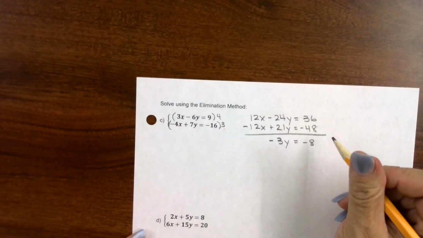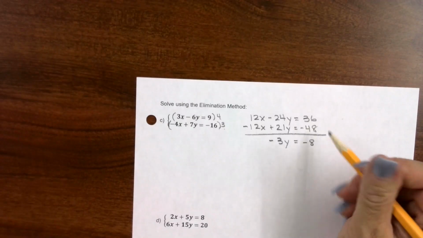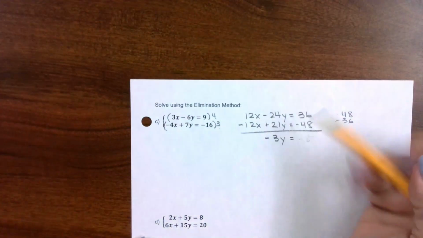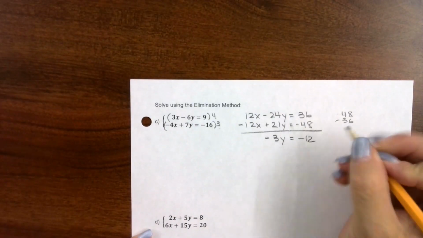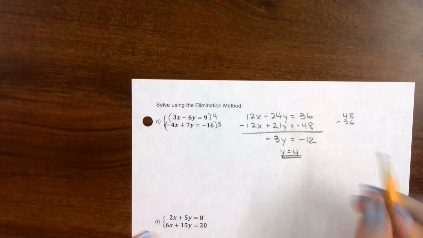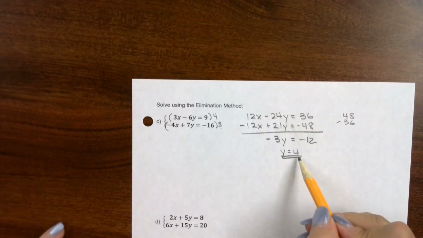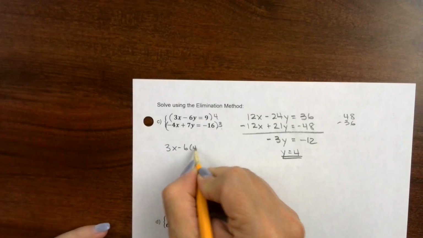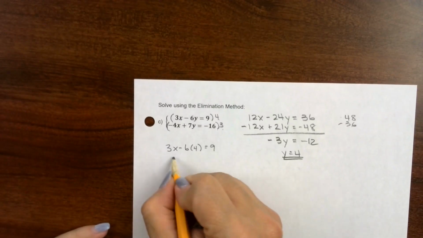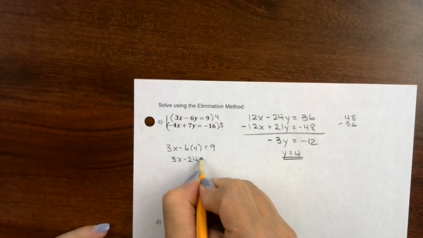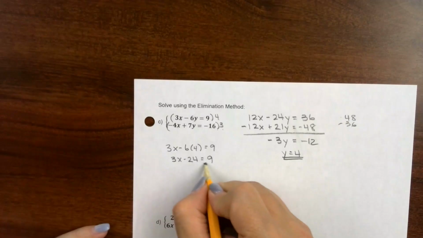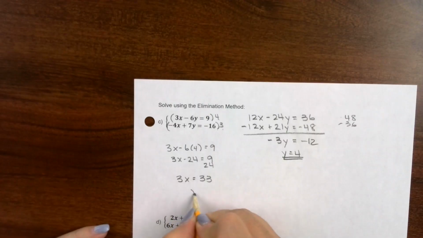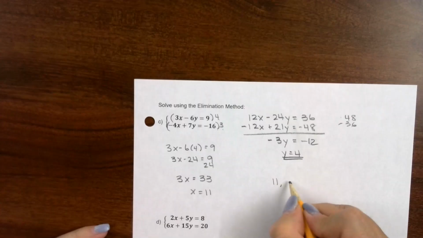Right? Oh my gosh, I'm struggling. So 48 minus 36, no, it's going to be 12. Negative 12. So y is going to equal 4. So if y equals 4, I'm going to plug it back into one of my equations over here. So 3x minus 6 times 4 equals 9. So 3x minus 24 equals 9. Now I'm going to add 24 to both sides, and I have 3x equals 33, so x equals 11. So my answer here would be 11, negative 4.